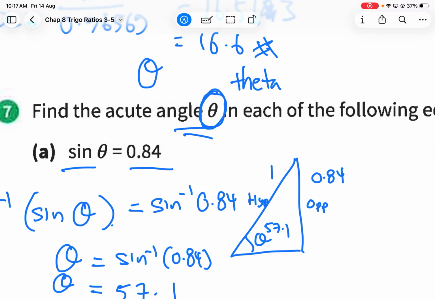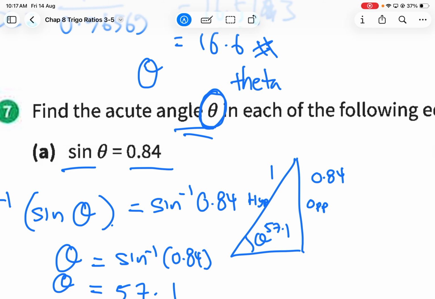Now my left hand side is sine theta, but they want me to find the angle. I don't want to just know sine theta. Sine theta is opposite over hypotenuse, so this is a number. But now they want me to find back what is the angle. So from sine theta, I want to become angle.